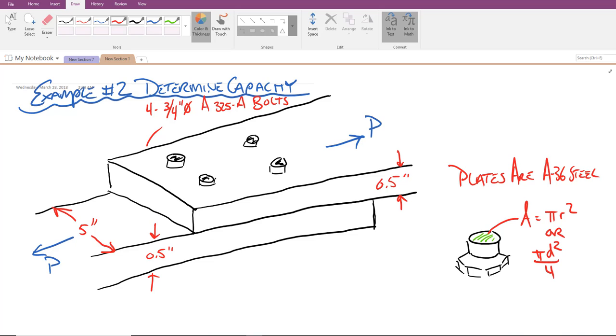This is the second example that I want to run for you using steel bolted connections. In the first example, we checked the connection to make sure it had sufficient capacity for the load given. In this example, I'm setting it up in such a way that we have everything given except for the capacity, and we want to determine how much load the connection can actually carry.